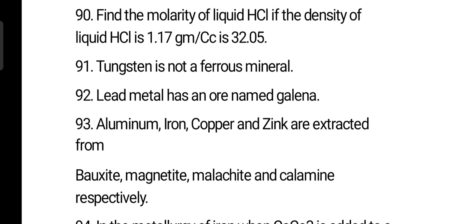Find the molarity of liquid HCl if the density of liquid HCl is 1.17 gram per cc, which is 32.05.